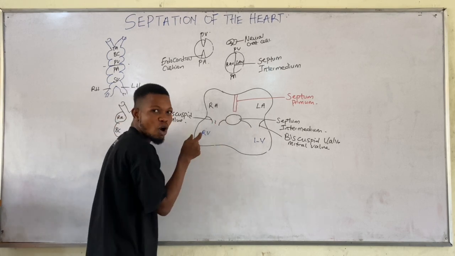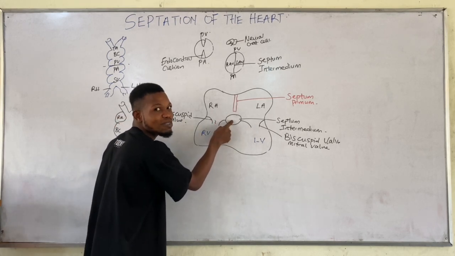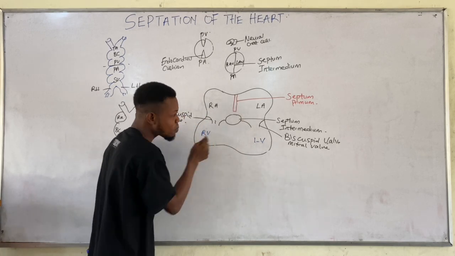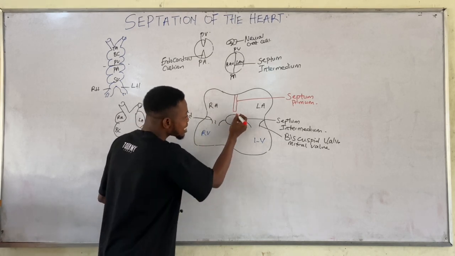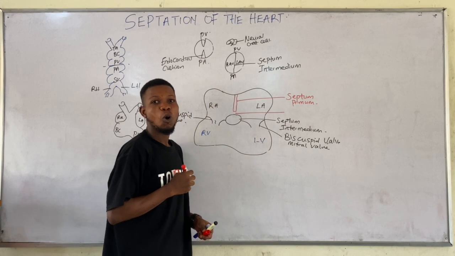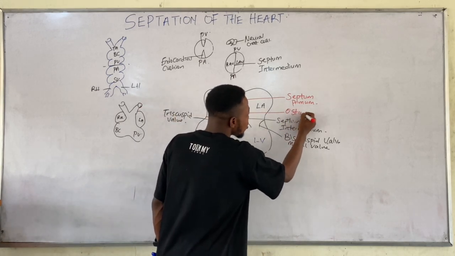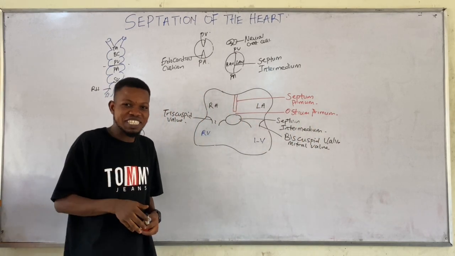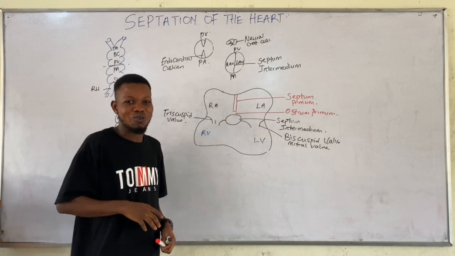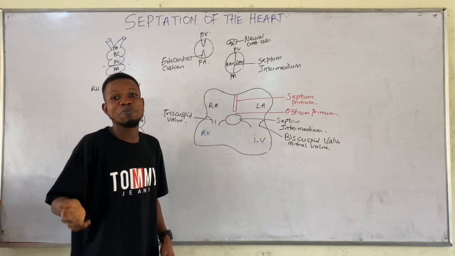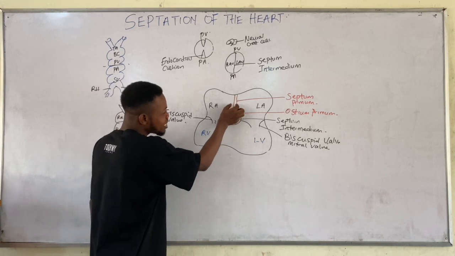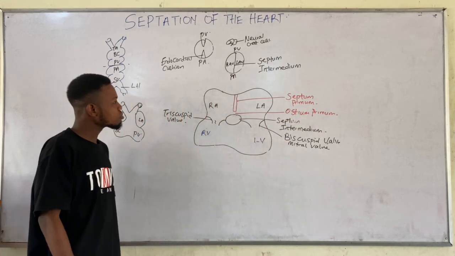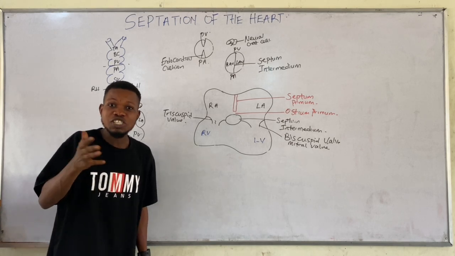But guess what? The septum primum did not close up with the septum intermedium. There is still a space left here, a space between the septum primum and the septum intermedium. This space left is what we call the ostium primum. It's just like every word, but it's very simple. Septum primum, primary septum. Ostium primum, primary space. Ostium means space.